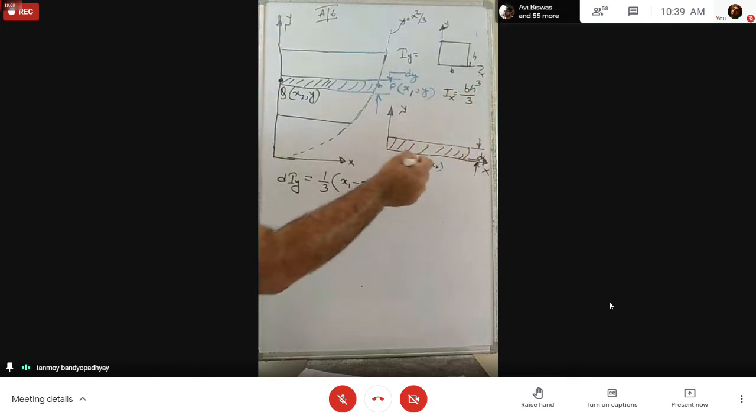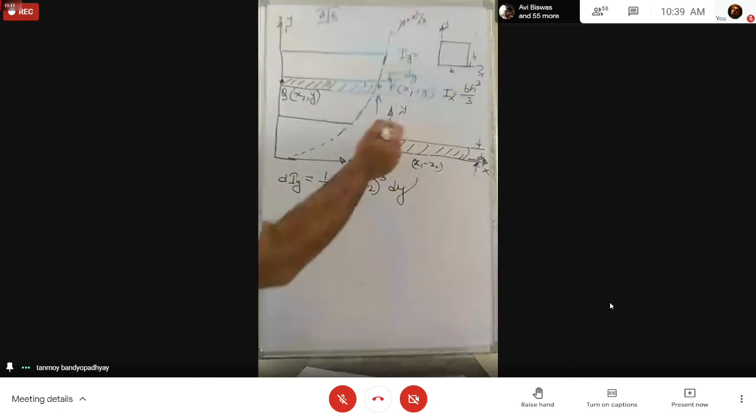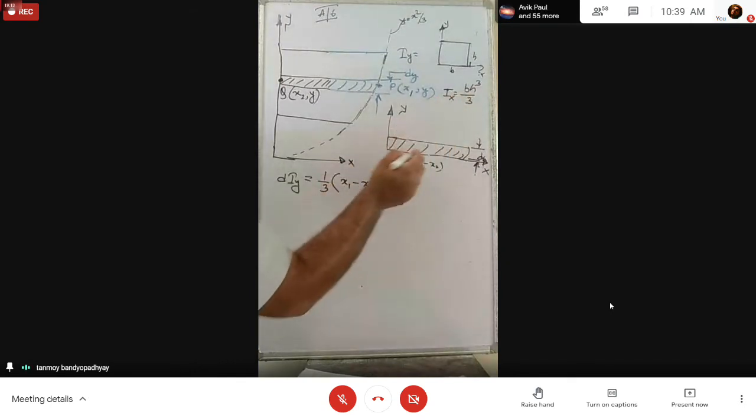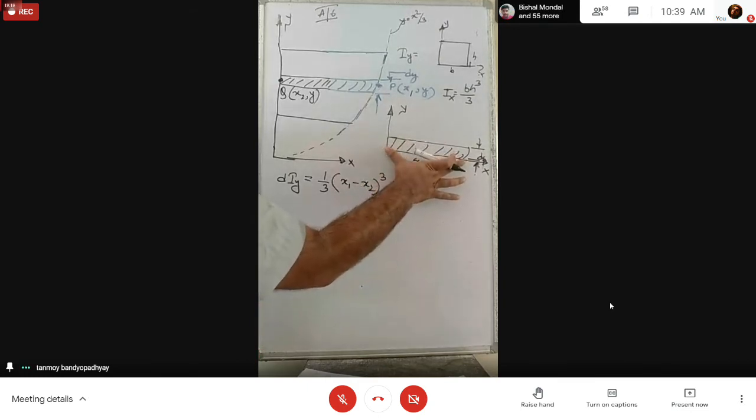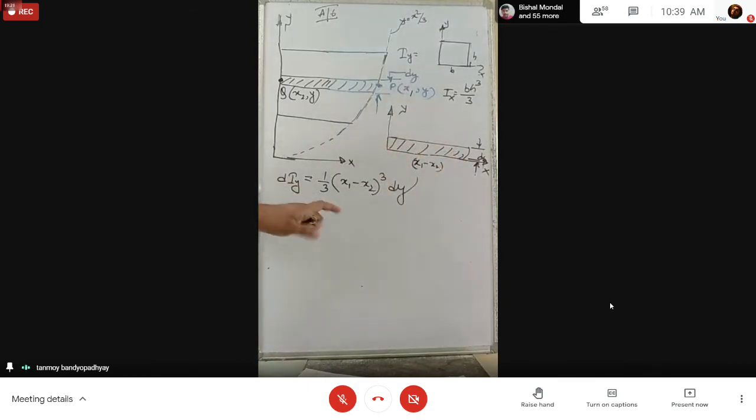In this case, Iy is about the base actually. So about the base, that is BH cube. The base is this one, the breadth is this one. So breadth is dy into h cube, where this one is the thickness, so x1 minus x2 whole cube divided by 3. So dIy will be equal to this one. Now what will be x1 and x2?